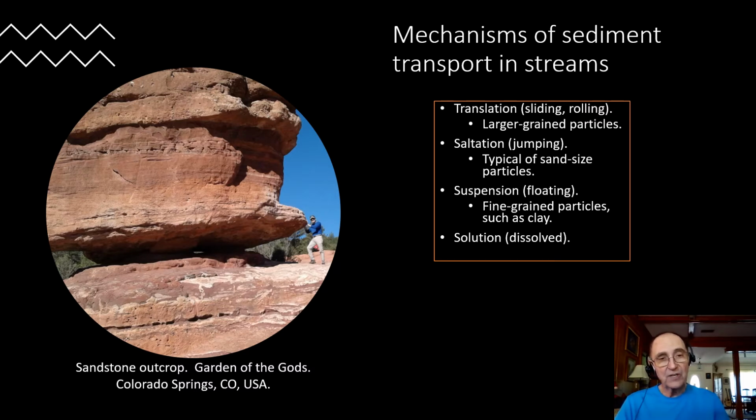The outcrop that you see here is basically a sandstone outcrop in the Garden of the Gods in Colorado. I'm trying to topple down this big bluff or this big block. Guess what? I did not succeed.